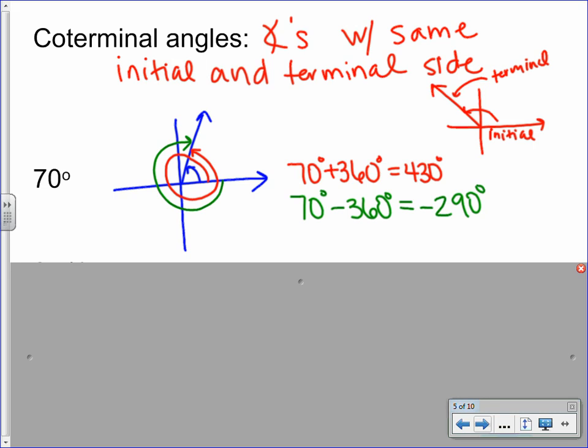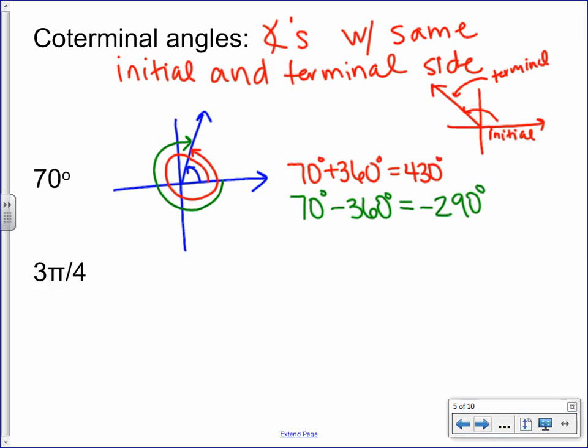Okay? So your book may ask you to find like two positive and two negative coterminal angles. Keep adding 360 until you have two positive. Keep subtracting 360 until you have two negative. Okay. All right, let's talk about radians.